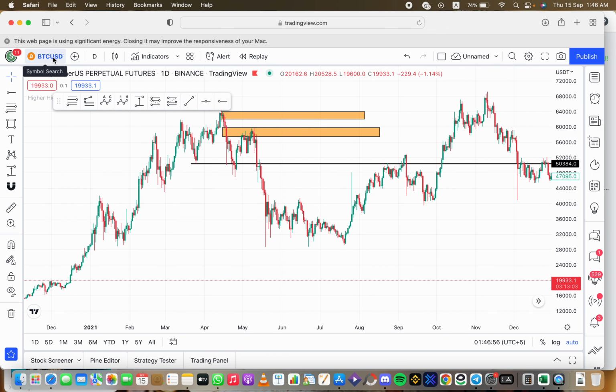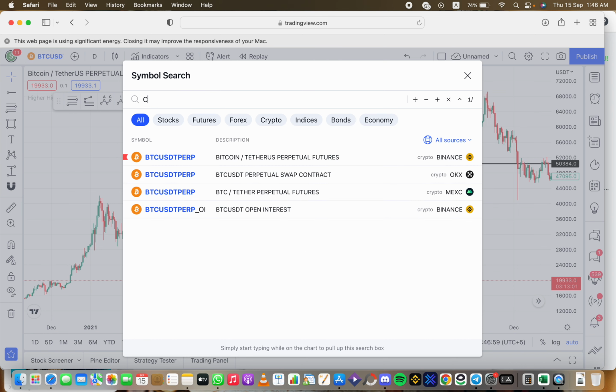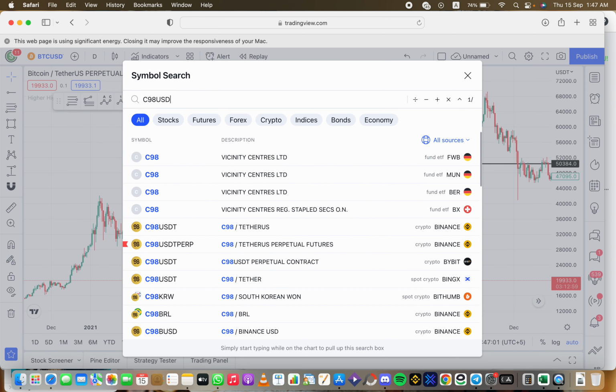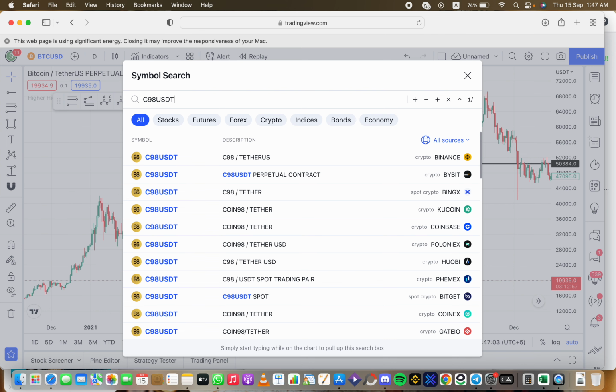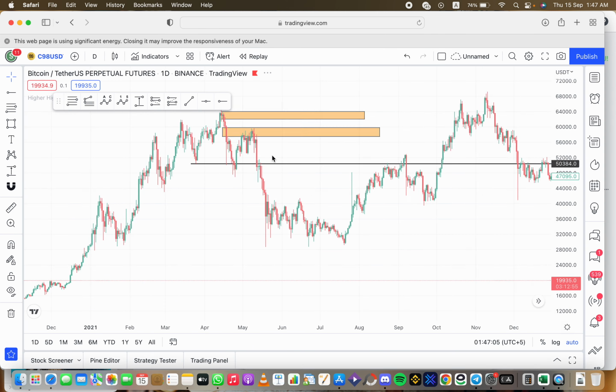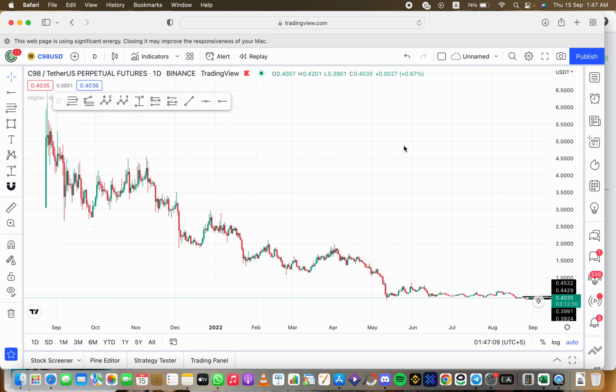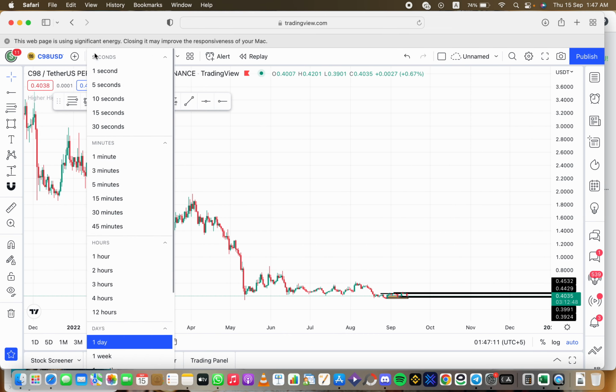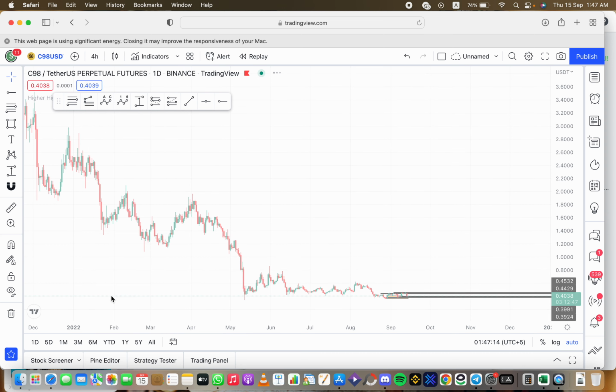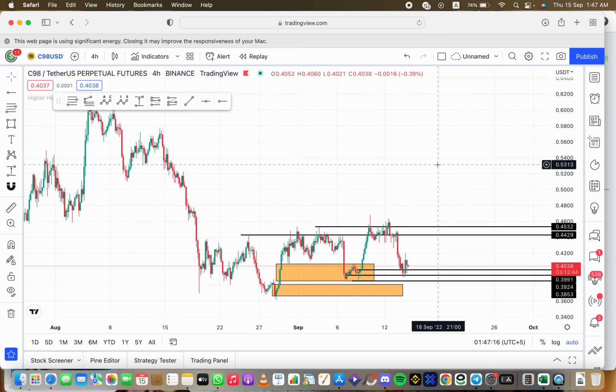Let me show you the last trade I got on C98, which I sent to my students, and they got a nice reward from that. Generally I mostly trade 4 hours and daily, and I mark my key levels on 4 hours. So you can see that drawing already.